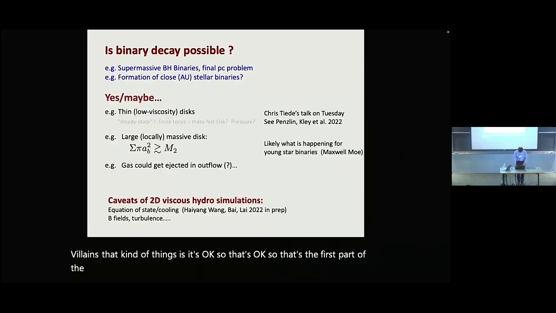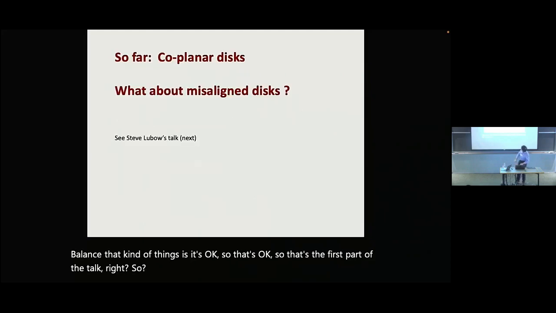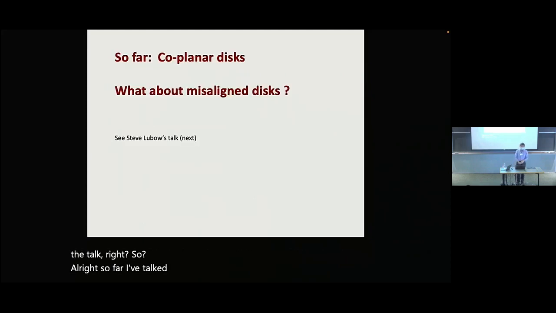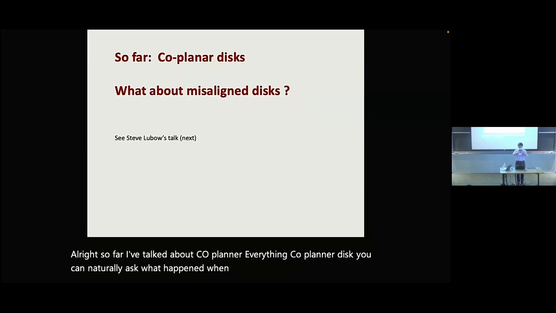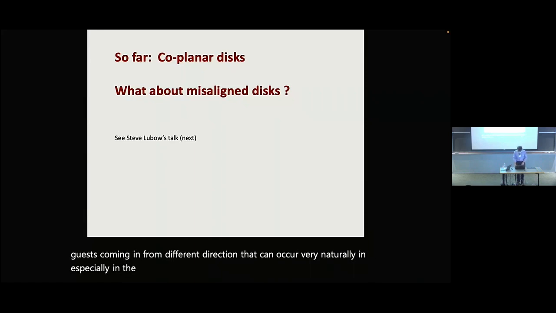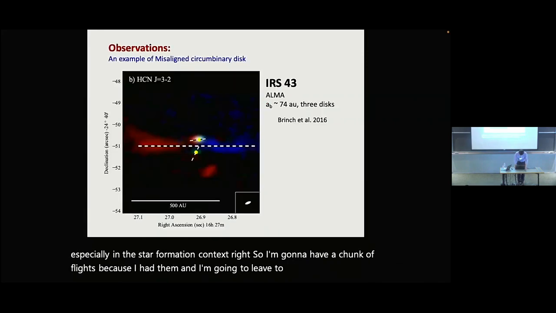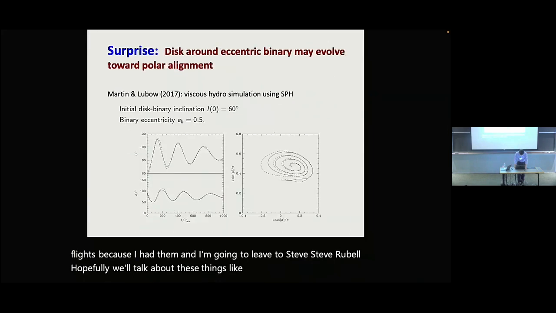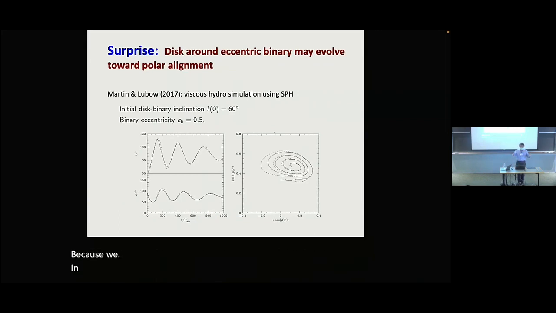All right. So far I've talked about coplanar, everything being a coplanar disk. You can naturally ask what happens with a misaligned disk, where the binary is here and gas is coming in from a different direction. That can occur very naturally, especially in the star formation context, right? So I have a chunk of slides, because I had them, and I'm going to leave it to Steve Rubel, who hopefully will talk about these things, except I just want to highlight this. For me, it's a very beautiful, surprising result, because in astrophysics we always like surprises. Otherwise, it's kind of boring, right?